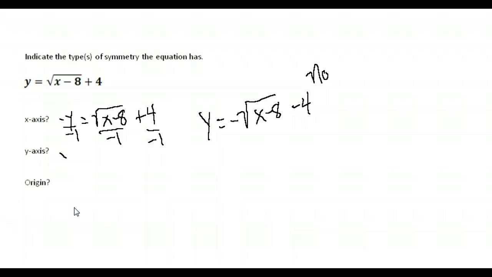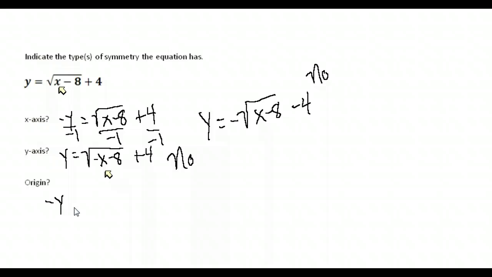Let's try the y-axis. So we make our x negative. Well, there's nothing I can do to simplify this. That negative cannot be brought out in front of the radical. That breaks the rules of mathematics. It doesn't look like our original, so this is also a big no.